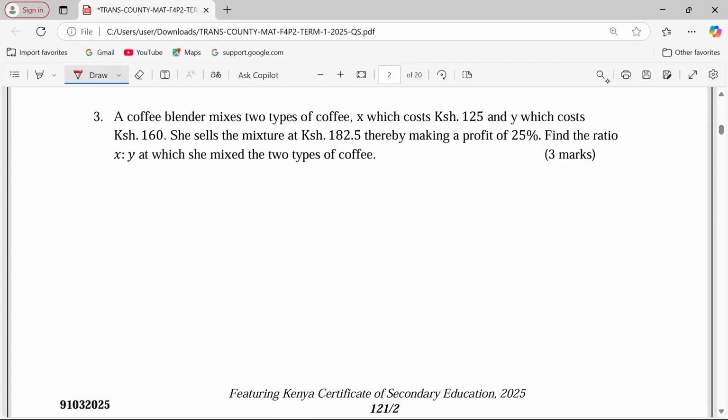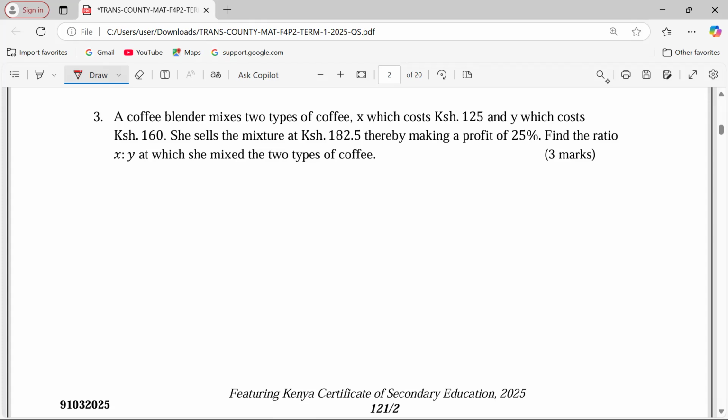In this question of mixtures, what we're supposed to know is that this business lady is making some profit of 25% after selling the mixture at 182.5. This is to mean that there is the cost price of this mixture that was arrived at after mixing. So what is the cost of a kilogram of the mixture?